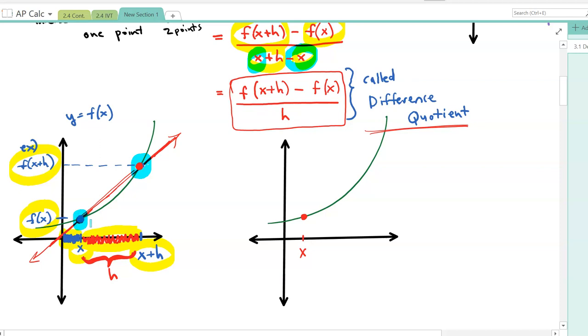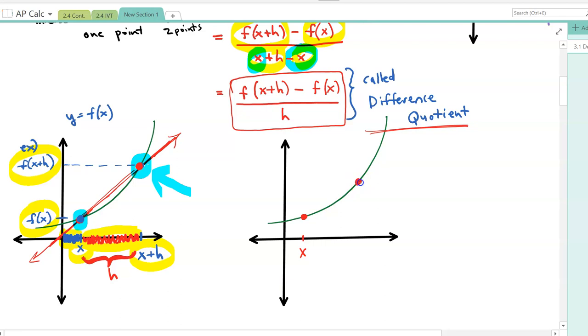So what could I do to the right side of this dot? What could I do to that red dot that you see there to get the slope at x? Well, I could take the right dot, the red dot that you see there that's marked with the blue arrow, I could move it closer. I could move it closer to the x dot.